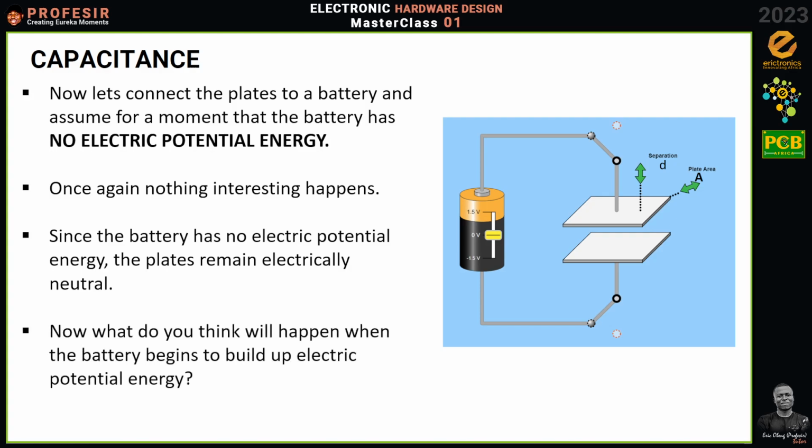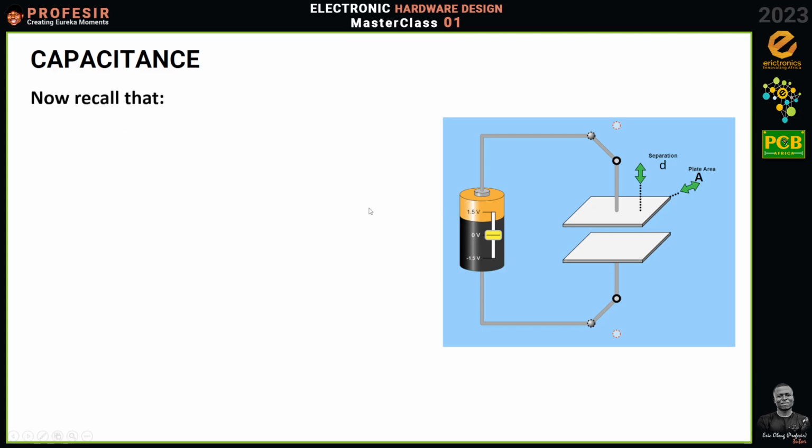Now what do you think would happen if this battery begins to release charges? Let's say the chemical reaction process kicks in, and the battery begins to release energy or build up energy by releasing electrons at the cathode and stripping them off at the anode. What do you think would begin to happen? Okay, so let's look at that.